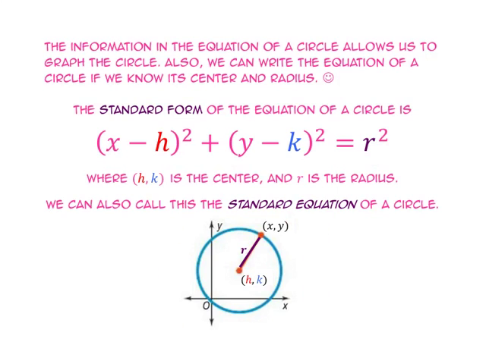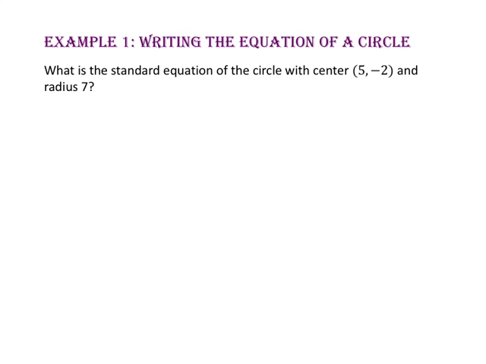In this diagram, you can see that point (h, k) is the center of the circle, point (x, y) is a point on the circle, and r is the length of the radius. In example 1, we will write the equation of a circle. What is the standard equation of a circle with center (5, -2) and radius 7?